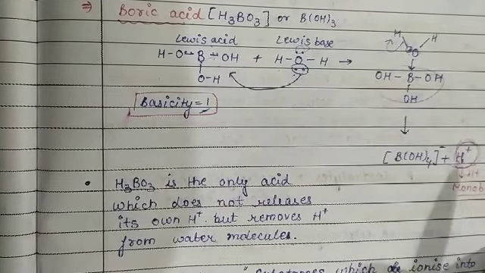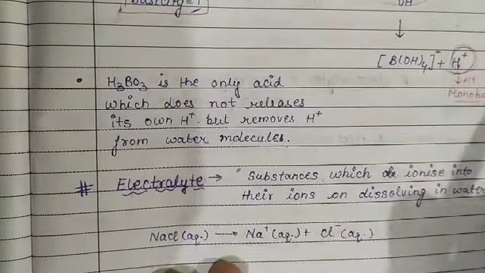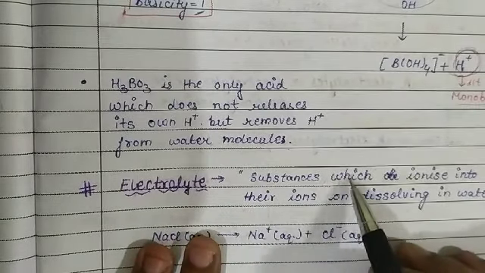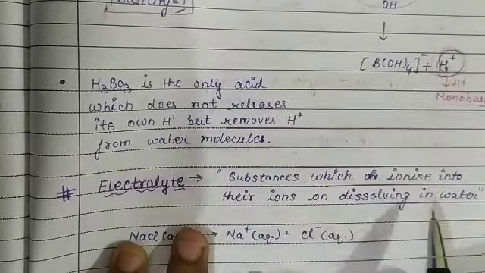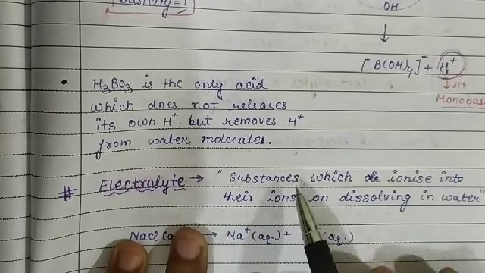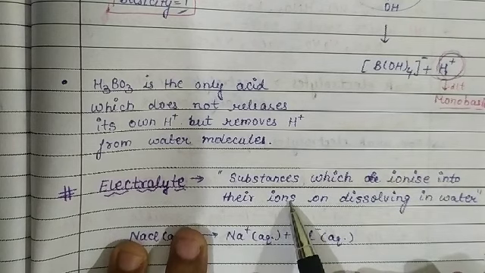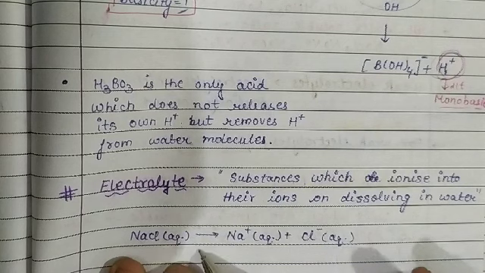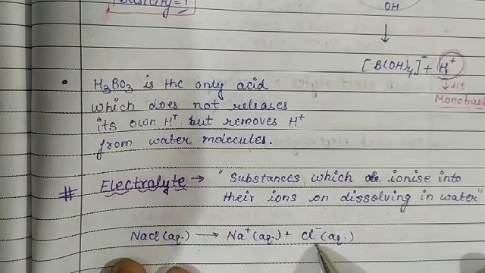Now we will discuss electrolytes. What are electrolytes? Electrolytes are basically the substances which ionize into their ions on dissolving in water. For example, when NaCl is dissolved in water, it ionizes into Na plus and Cl minus in water.